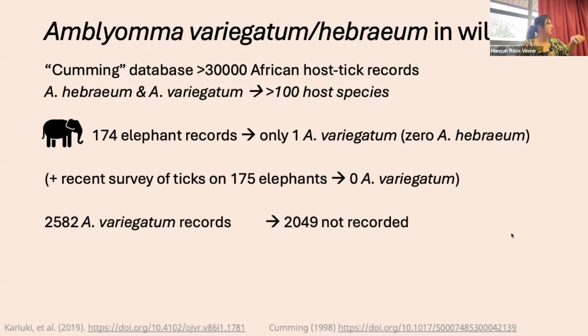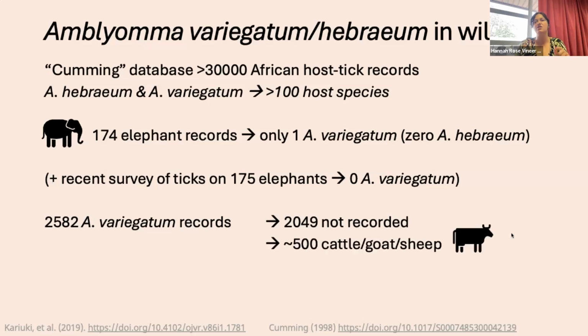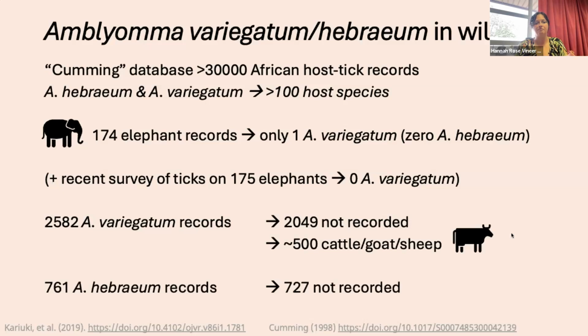However, we do have over 2,500 records of Amblyomma variegatum. Most of those don't have a host associated with them, where they didn't record the host. So that leaves us about 500, and the majority of those records were found on cattle, goats, and sheep. So livestock are posing the greatest risk, really.